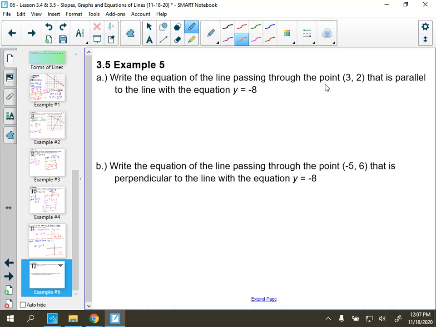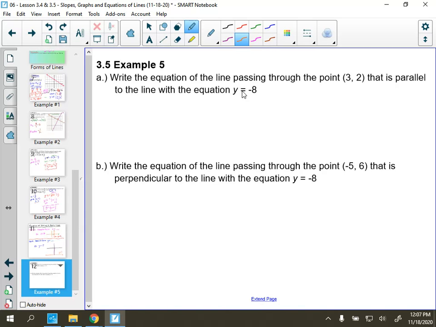So the equation we're about to write has to pass through this point, and it's got to be parallel, same slope, to the line y equals -8. Now, I'm guessing had we not reviewed what we just did, I don't know how many of us would have looked at it and said, what? Equation of line y equals -8.